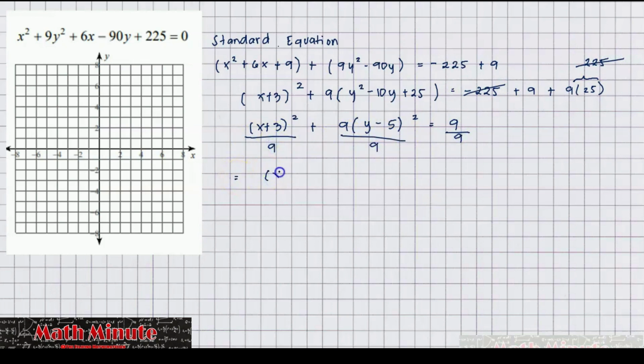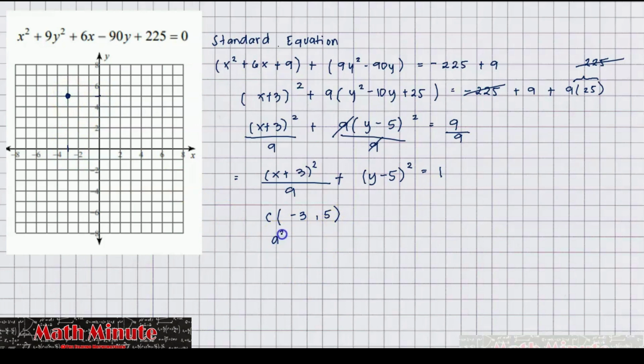So this would be (x + 3)² over 9 plus (y - 5)² is equal to 1. So in here, we know that the center is at negative 3, positive 5. So we locate it here, negative 3 and positive 5. So the center is on this part.